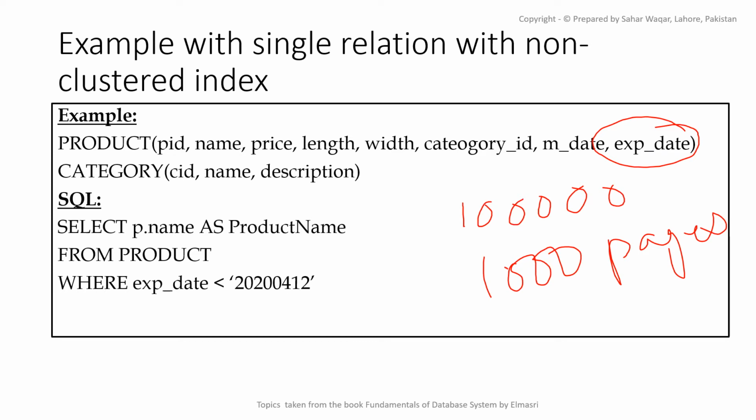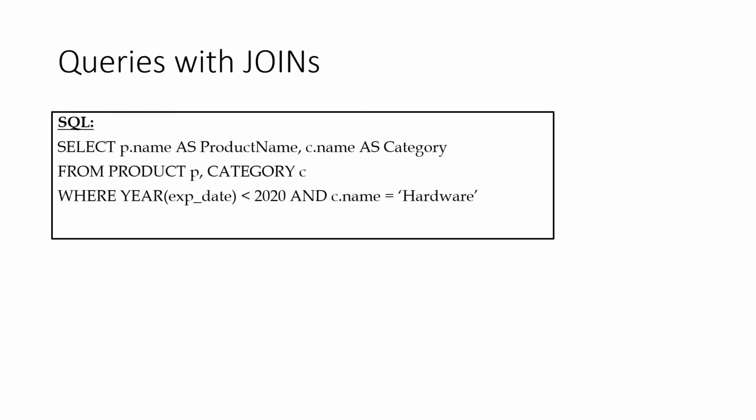So we need to understand when and what type of indexes are required to be built on our relations, whether they should be a clustered index or a non-clustered index. Our example now involves a join of two tables. Suppose we want to list all hardware products with expiry date less than 2020 and category name hardware.